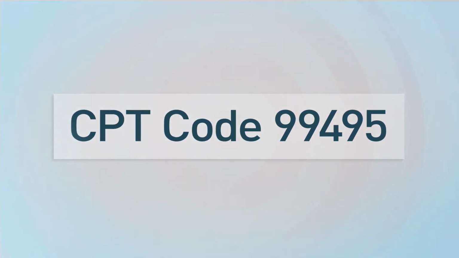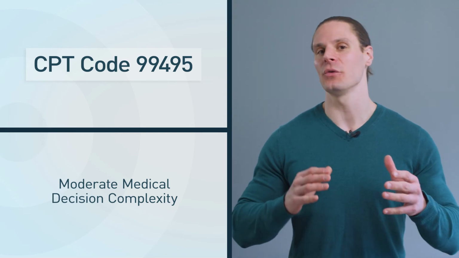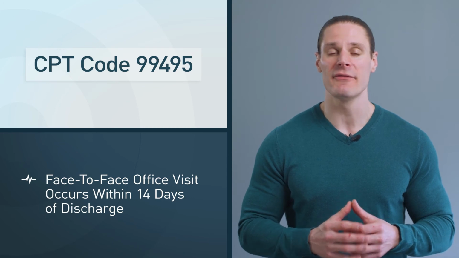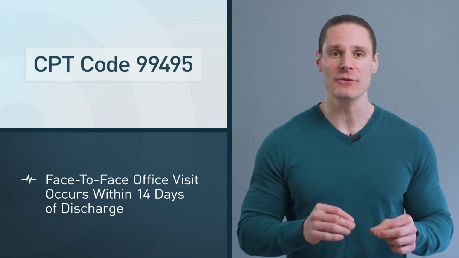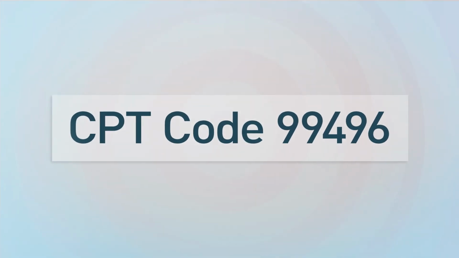For moderate complexity of decision-making, billing code 99495. So no matter the complexity, you'll still need to outreach your patient within those crucial 48 hours, but you have up to 14 days after the discharge to see your patient in office. The national average reimbursement of a 99495 claim is about $176.